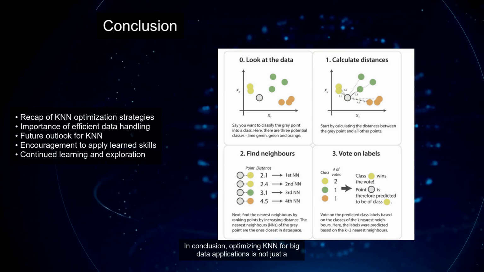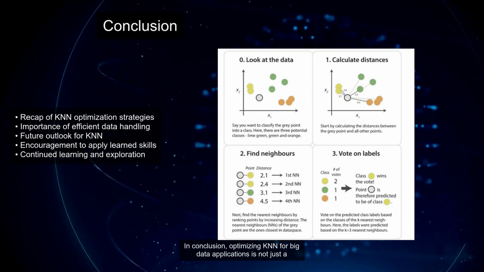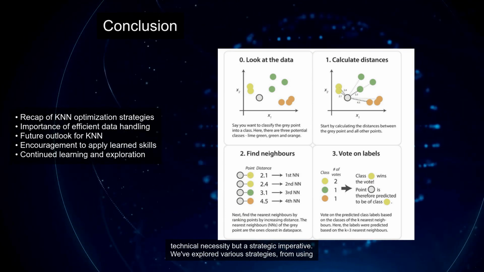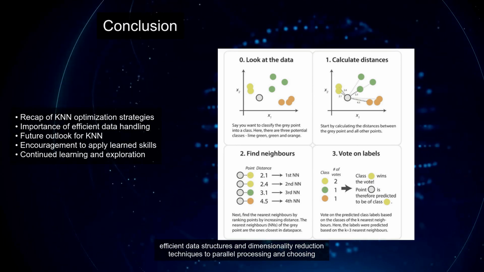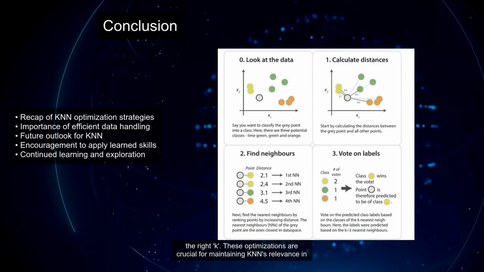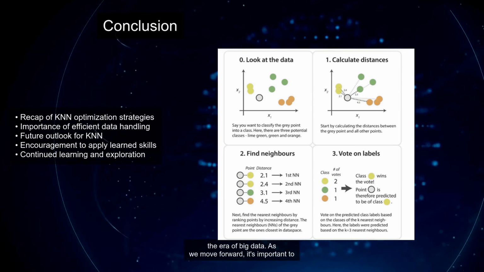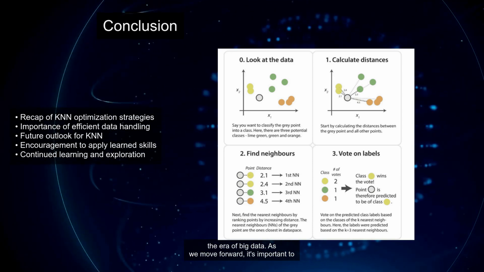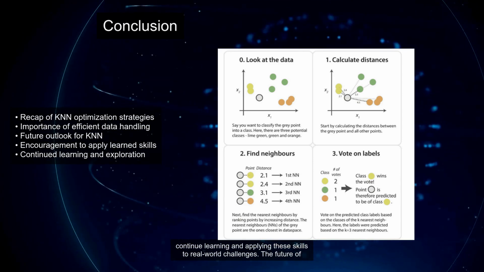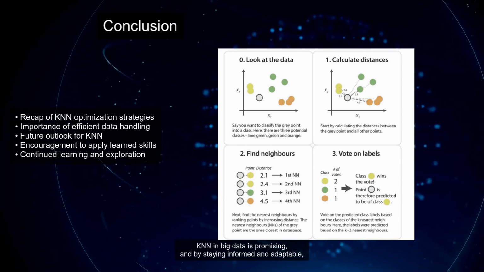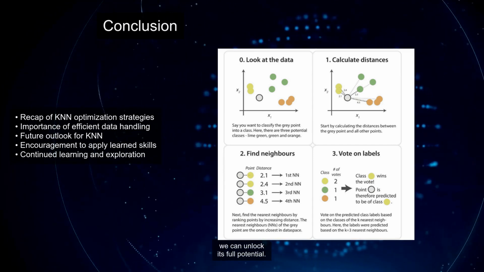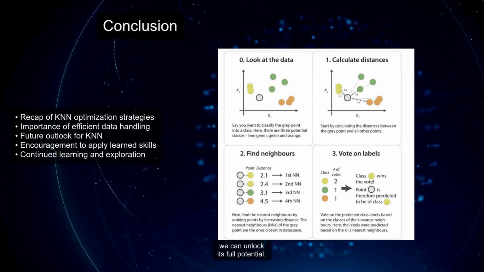In conclusion, optimizing KNN for big data applications is not just a technical necessity but a strategic imperative. We've explored various strategies, from using efficient data structures and dimensionality reduction techniques to parallel processing and choosing the right K. These optimizations are crucial for maintaining KNN's relevance in the era of big data. As we move forward, it's important to continue learning and applying these skills to real-world challenges. The future of KNN in big data is promising, and by staying informed and adaptable, we can unlock its full potential.